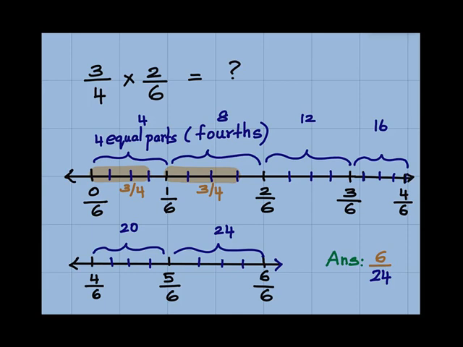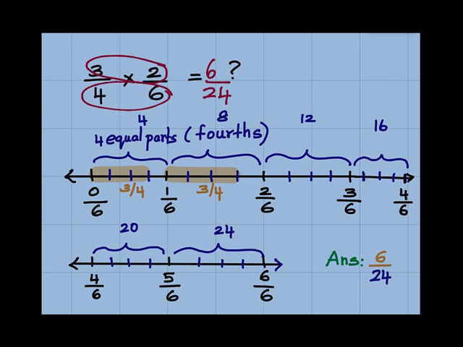Now let us multiply two fractions, 3 over 4 and 2 over 6. How do we do it? We have to multiply the numerators together. 3 times 2 is going to become 6. And then the denominators, 4 times 6 is 24. 6 by 24 is the answer.